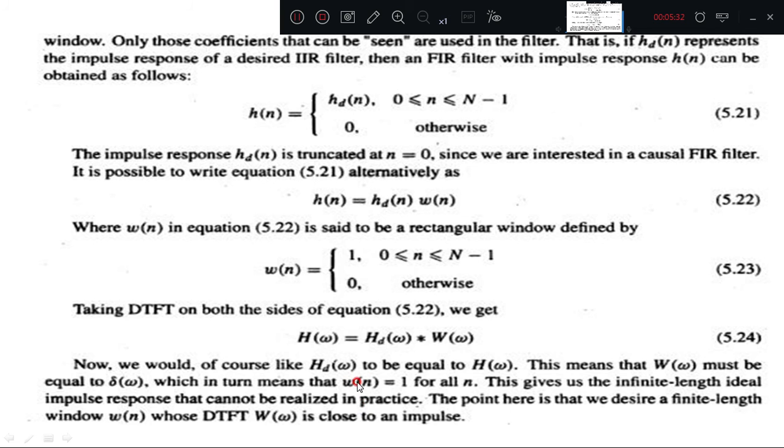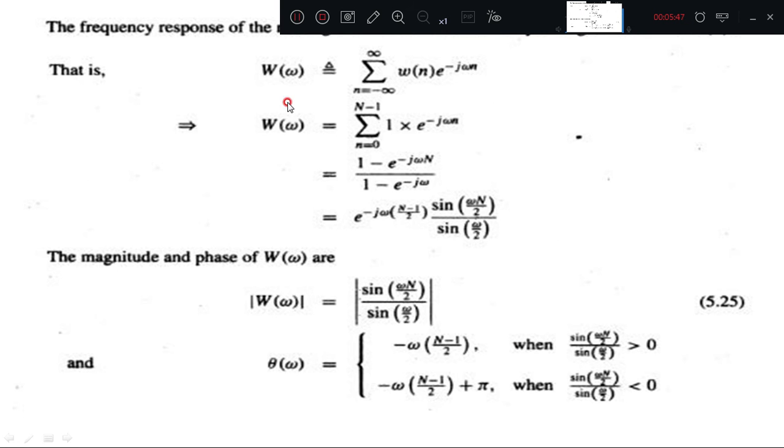So that is what is given here: w of n is equal to 1 for all n in the time domain, and after performing its discrete time Fourier transform, this W of omega should be equal to delta of omega, right? If you calculate the frequency response of this window function w of n, basically it is 1 for 0 to N minus 1, right? So here it is the summation from 0 to N minus 1, w of n is equal to 1.